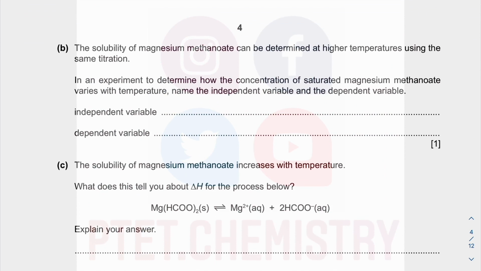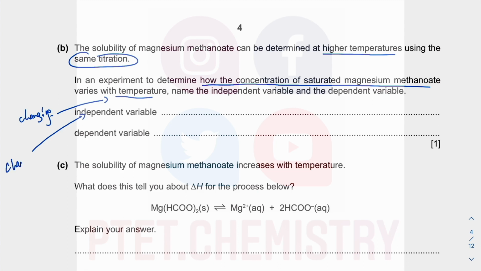All right. So the solubility of magnesium methanoate can be determined at higher temperature using titration. So determine how the concentration of that varies with temperature. So that is what you are changing. Okay, independent variable is what you change. So our independent variable there is definitely the temperature. Your y-axis is what you measure. So why are you so dependent? The y-axis is the dependent variable. And what are you measuring? This is what you want to find, right?